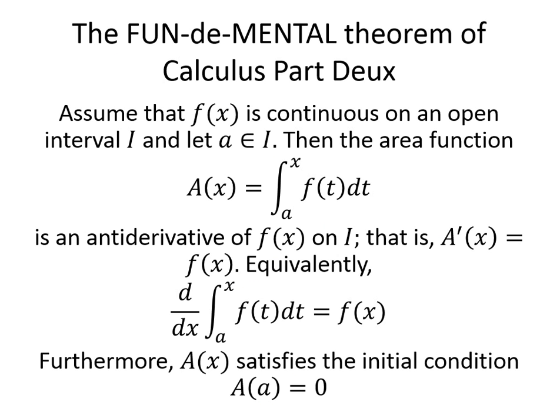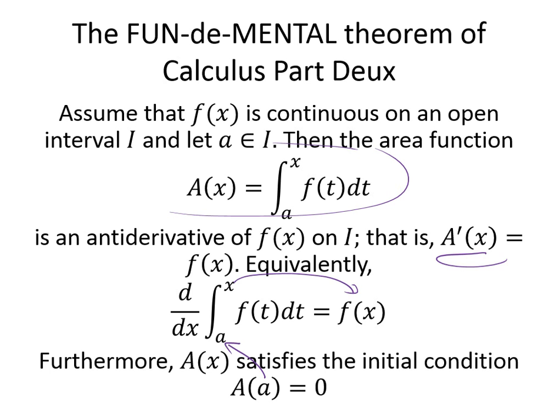Anyway, assume that f of x is continuous in an open interval. Basically, all this is saying is that it's the area. If we want to find the derivative of the area, it's the same as taking the function, taking whatever the top value is, and plugging it in. Furthermore, this satisfies the initial condition that if you plug in a, you get 0. We'll see an example of this.